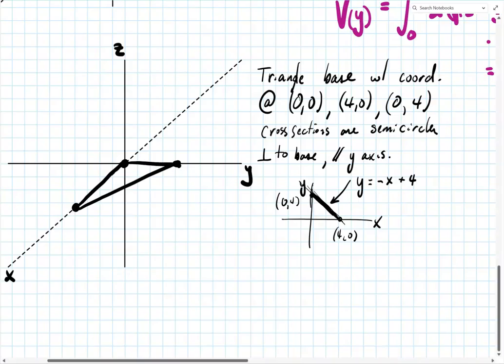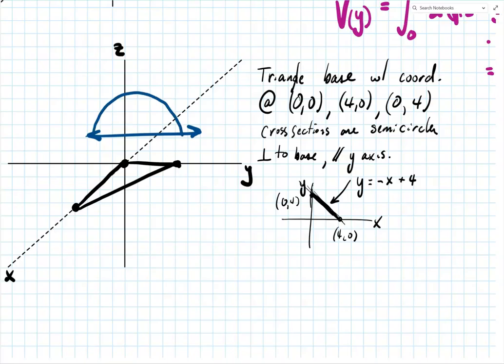And the cross-sections of the three-dimensional object that we're looking at are semicircles that are perpendicular to the base but parallel to the y-axis. So in the direction of the y-axis, so going this way, perpendicular meaning 90 degrees to the face or the base of the shape here. So we're talking about semicircles that are oriented like this.